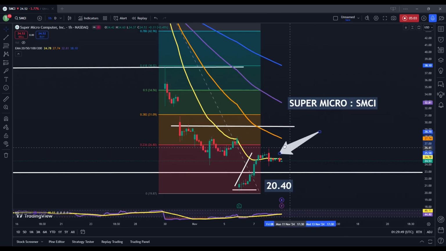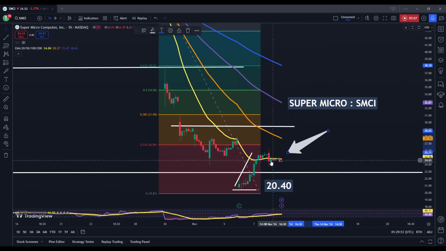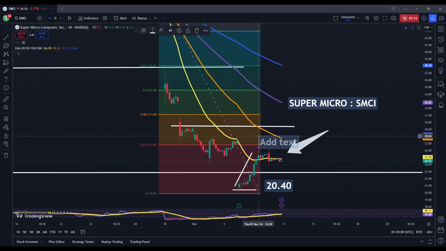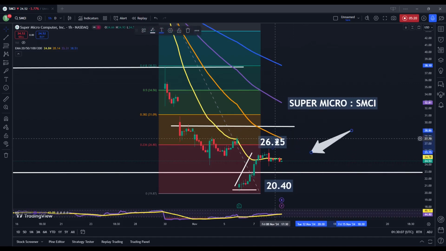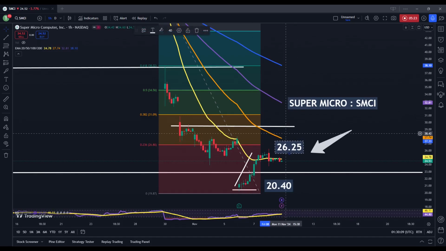So, until then, we have to sort of figure out where the market is trying to base itself. At the moment, it's 20.40. If we do see a break above this near-term resistance level, which comes in at 26.25, then we start to open up scope here for some additional runs higher.